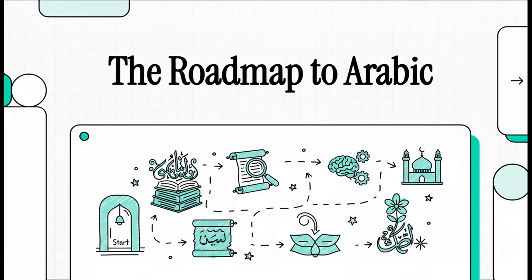You ever look at a language and just wonder, how do you even build that from scratch? Well, today, we're going to do something cool. We're going to look at learning Arabic like we're architects. We've got the blueprint right here, and we're going to follow this roadmap to see how the entire structure gets built, from the very first brick to the final intricate details.